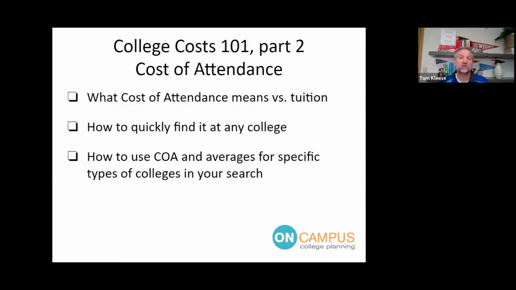In lesson number 2, we're going to talk about cost of attendance, what it means and how to think about cost of attendance versus tuition, how to quickly find it at any college, and it can actually be harder than you think to find the cost of attendance, and then how to use cost of attendance, COA, and the averages for specific types of colleges in your search so that you know how this one compares to the next one and what we can expect to pay.